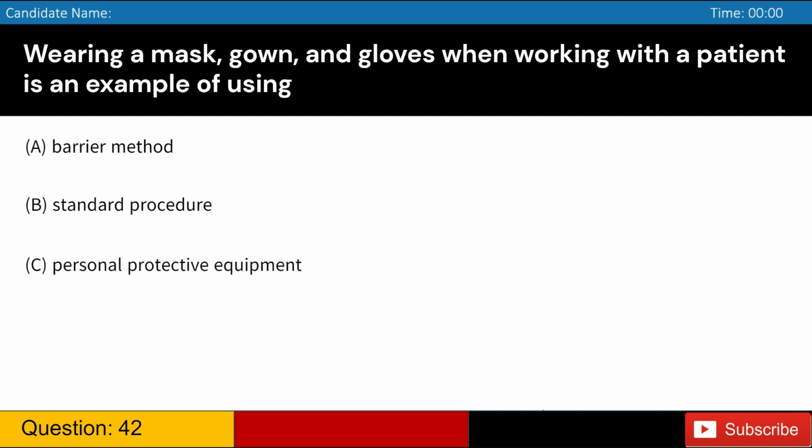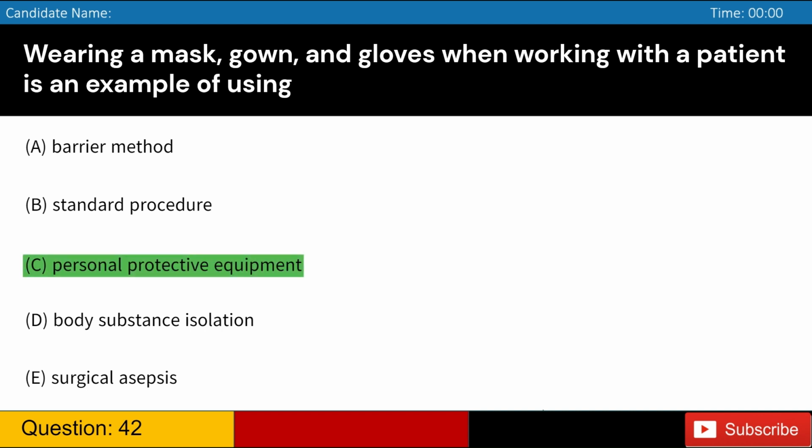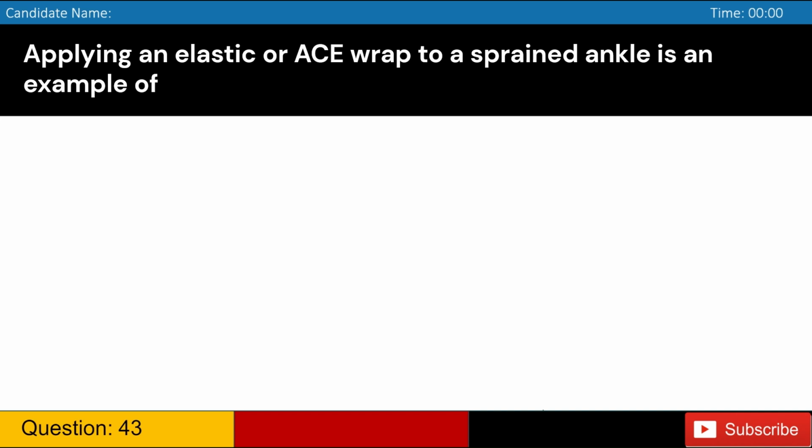C. Personal protective equipment. D. Body substance isolation. E. Surgical asepsis. Answer C. Personal protective equipment. Applying an elastic or ACE wrap to a sprained ankle is an example of: A. Bandaging. B. Applying a dressing.